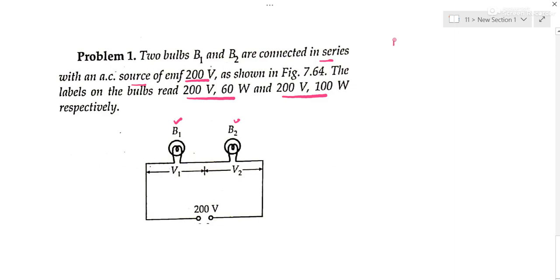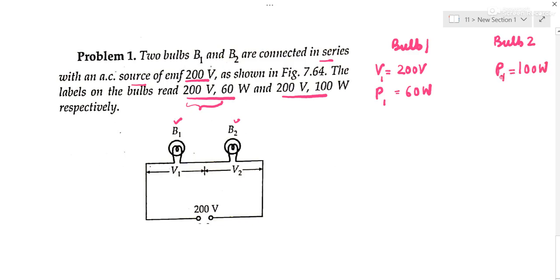So for bulb 1, voltage is 200 and power is 60 watt. I have written these details. Similarly for bulb 2, power is 100 watt and voltage is 200 volt.